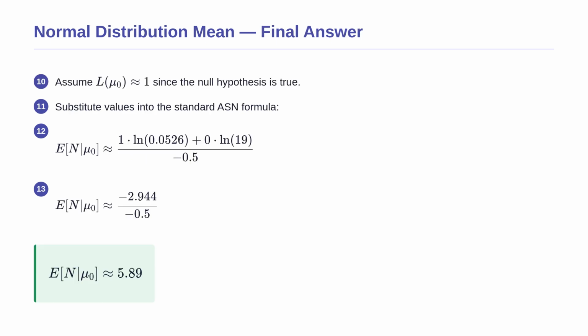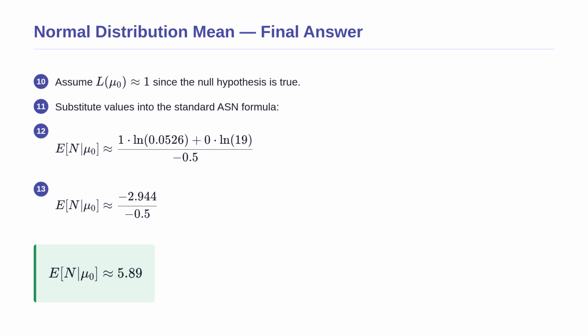Now we have all the pieces to calculate the final average sample number. When the null hypothesis is true, the probability of accepting it is approximately 1, meaning we are almost certain to hit the lower boundary. We substitute our probability, our lower boundary, and our expected step size into the main formula. The term for the upper boundary disappears because it is multiplied by 0.